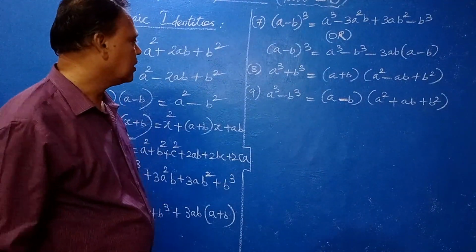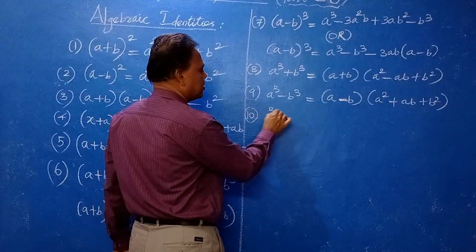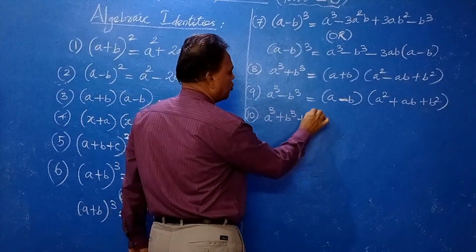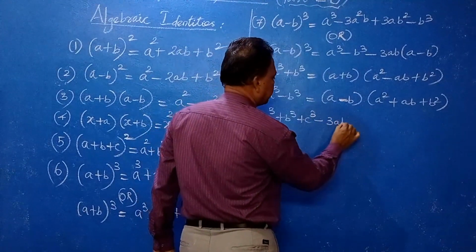Clear? Now the tenth formula: a cube plus b cube plus c cube minus 3abc.